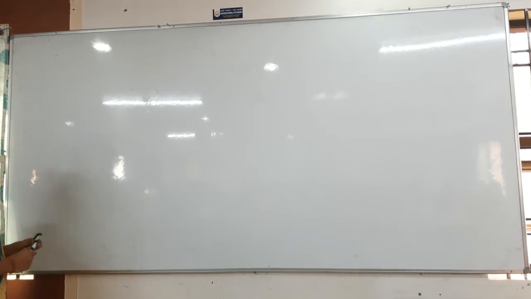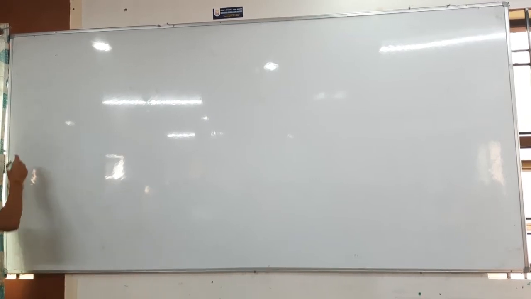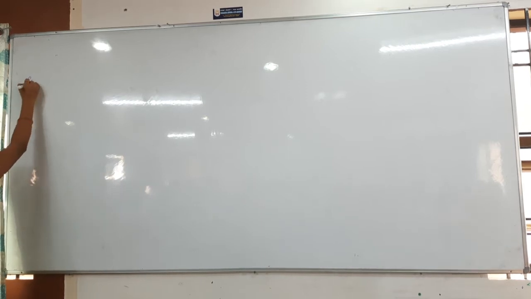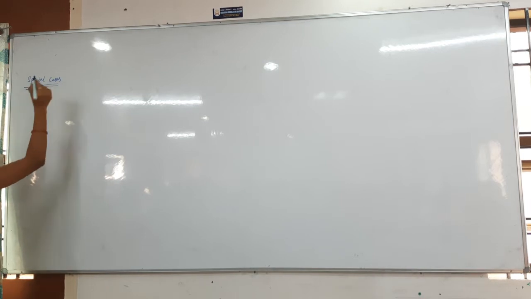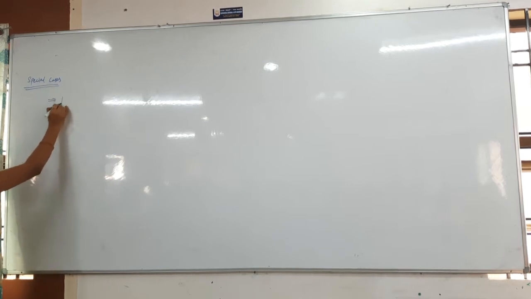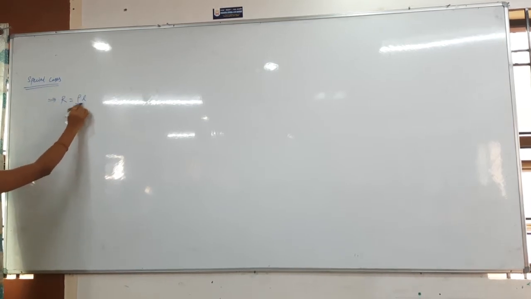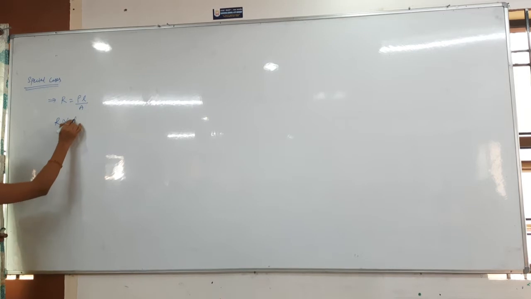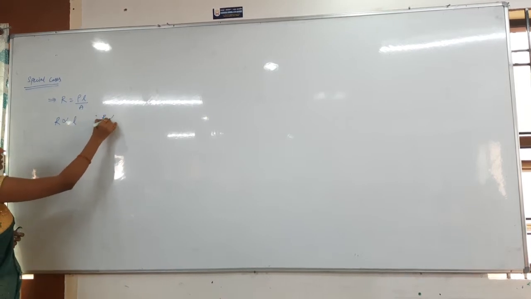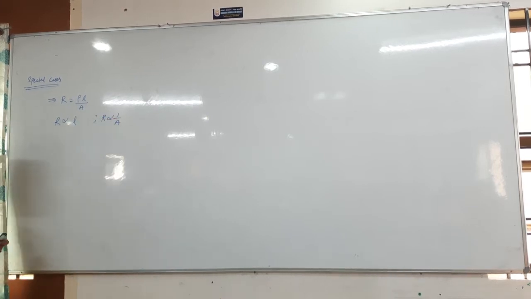The next one is special cases for the resistance. Already we know the basic formula of the resistance. What is that? R is equal to rho L by A. Now from this, as we already wrote in the morning, R is directly proportional to L, and R is inversely proportional to area.